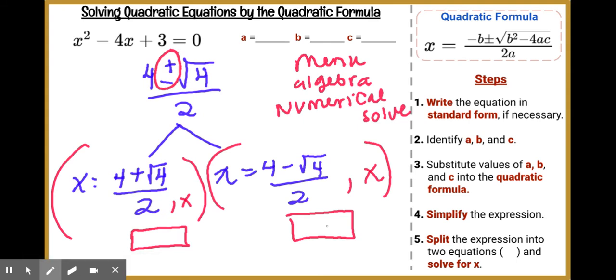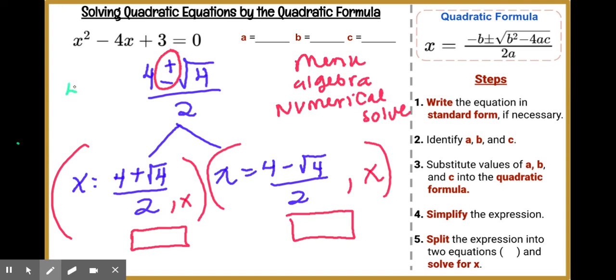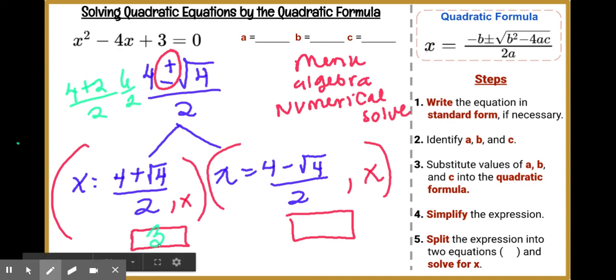Or I could just do this by hand. If you're very good at it, that is, if you're comfortable with doing that. The square root of 4 is 2. So I get 4 plus 2 over 2. So that's 6 over 2, which is 3. So this again, 4 minus 2 over 2, which is 1.